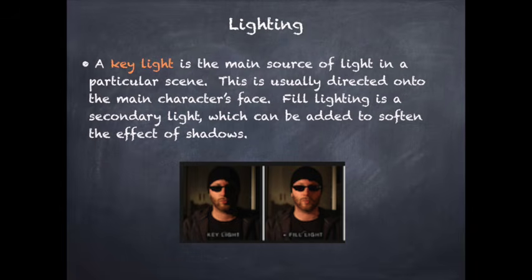A key light is the main source of light in a particular scene. This is usually directed onto the main character's face. Fill lighting is a secondary light which can be added to soften the effect of shadows.